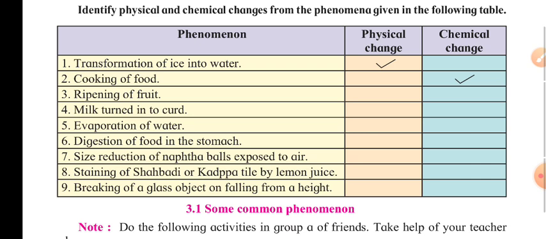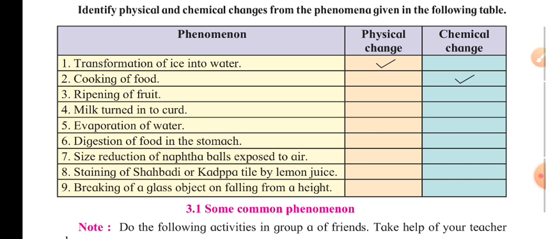In the same way milk gets converted into curd, and in the pickles we are storing, we use different chemicals to keep them for a longer time. Why? To avoid chemical changes in them. So these kinds of examples we have under the categories of physical and chemical changes respectively.